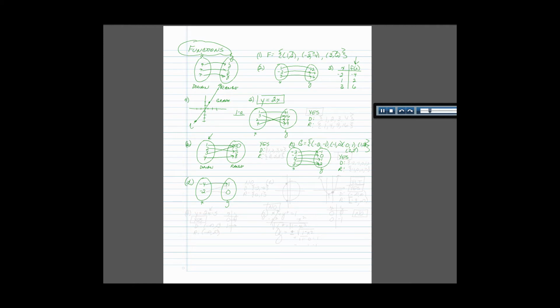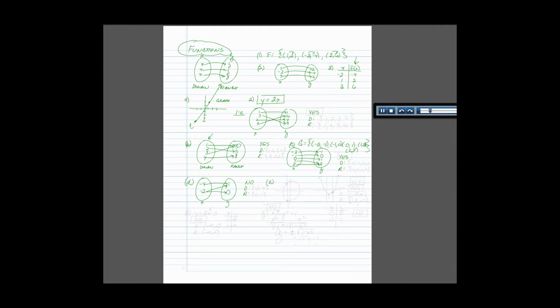-4 maps to 1, so it only goes one place. -2 maps to 1. So far it only goes one place, but then -2 maps to 0. So you can see that -2 is going two places. So no, that is not a function, but we will look at its domain and range in just a second.